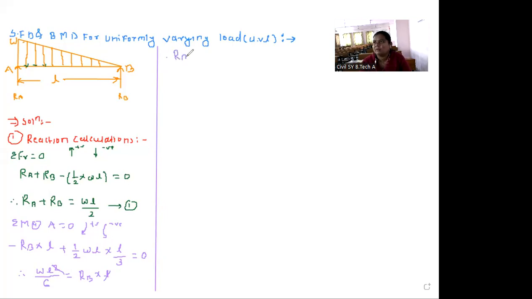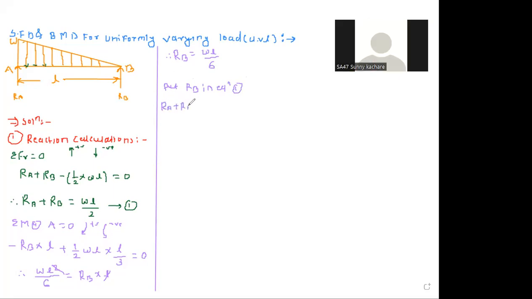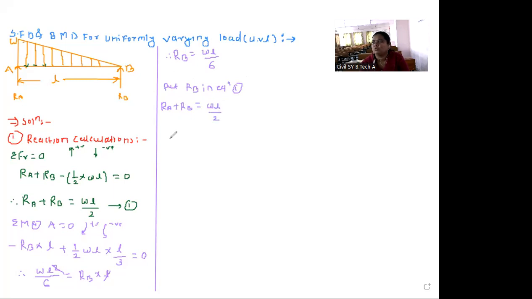So RB equals WL upon 6. Once you have the value of RB, we have to put this value in equation 1. Our equation 1 is RA plus RB equals WL divided by 2. So RA plus WL divided by 6 equals WL divided by 2. Therefore RA equals WL by 2 minus WL by 6. First we have to make the same denominator.